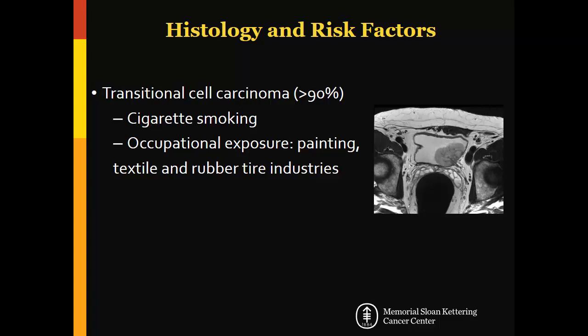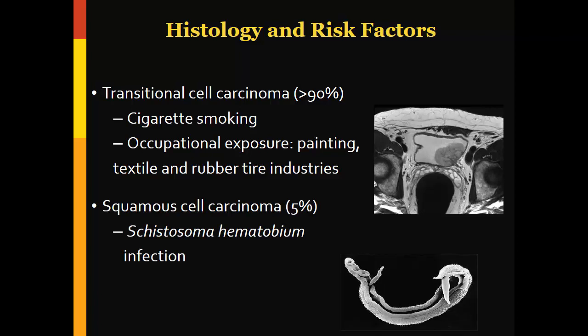A small but important proportion of bladder cancer, especially those seen in the Middle East and Egypt, have nothing to do with urothelial carcinoma. They're actually related to infection by a parasite, Schistosoma haematobium, and those are the ones that are related to squamous cell histologies and account for about 5% of bladder cancers in general.